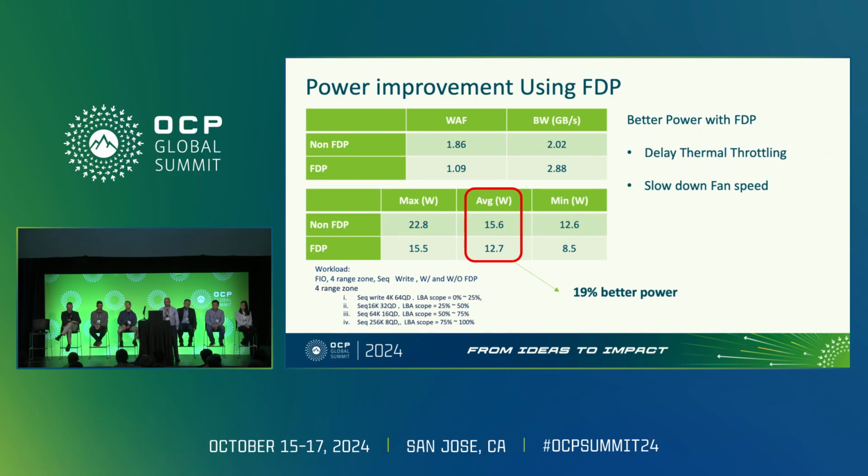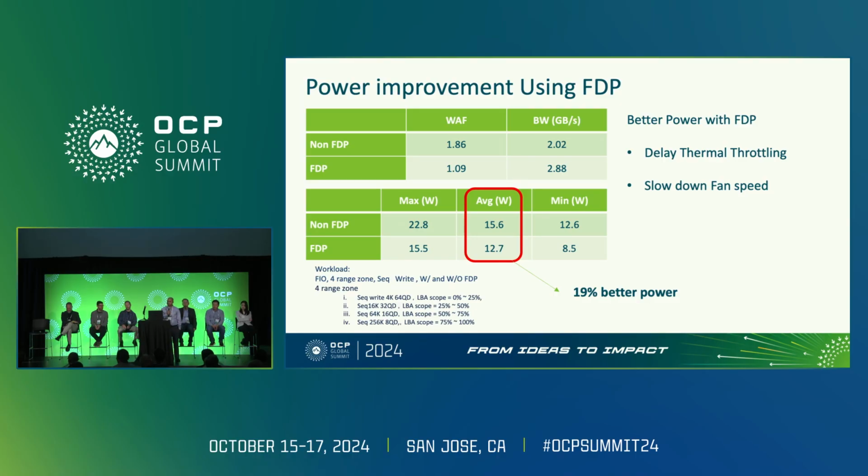So you're getting a higher bandwidth, which is 30% higher bandwidth with FDP, and you get 30% lower power with FDP. So the overall impact of FDP is double: higher bandwidth and lower power. And you see the same trend on the average power, right? Where the average power is 19% lower with FDP as compared to without FDP.